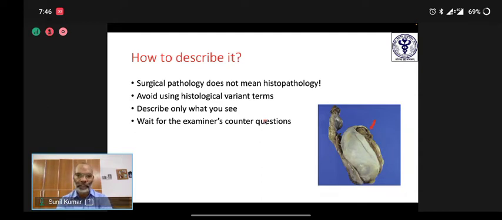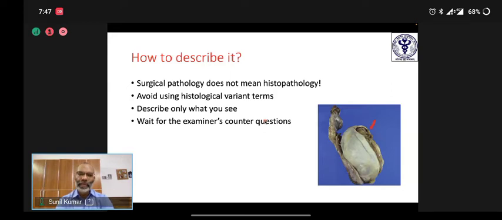So don't bring histopathology in unless you are asked about what could be the possibility. Then you should avoid using histological variant terms: squamous cell carcinoma, basal cell carcinoma, clear cell carcinoma. No, don't do that. As far as organ pathology is clear and described, that should be good enough, and that should be left over to the examiner. And you should describe only what you see.